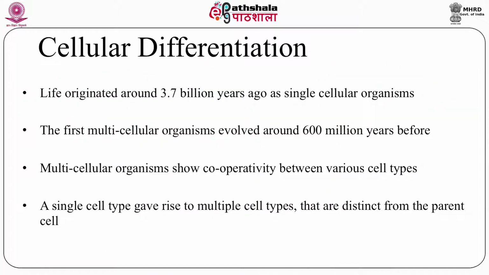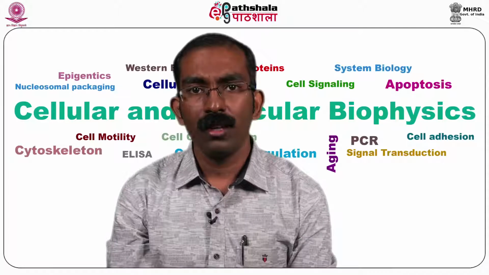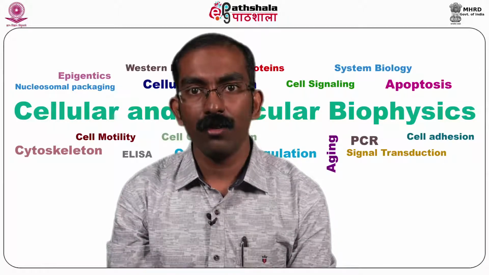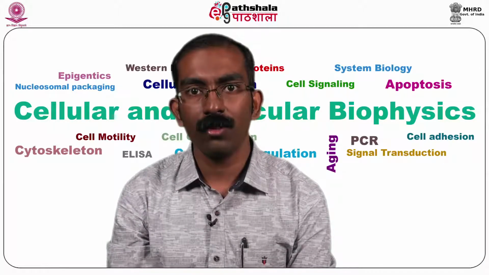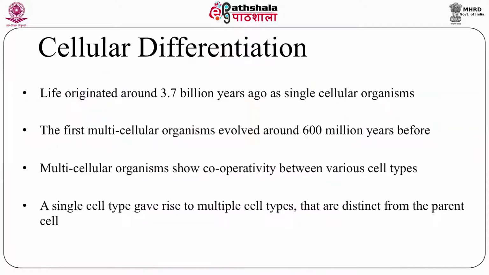Life originated around 3.7 billion years ago in the form of single cellular organisms. Unicellularity is a successful trait and unicellular organisms still continue to exist, that too in abundant numbers. The first multicellular organisms evolved only around 600 million years before, that is much later than the unicellular organisms.